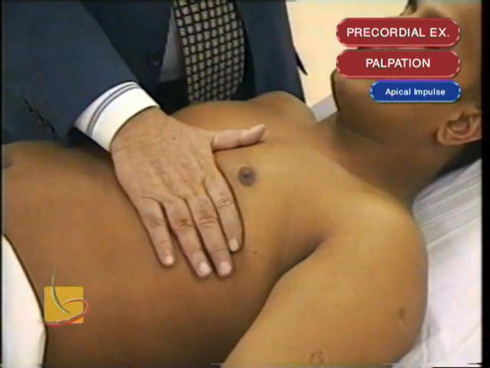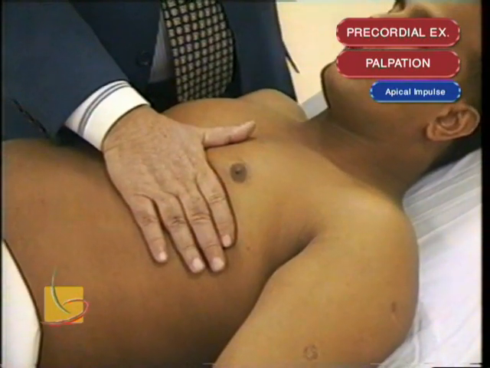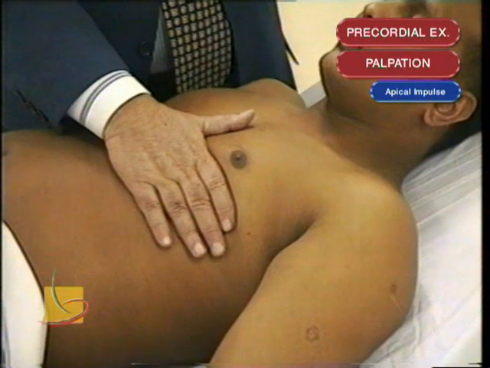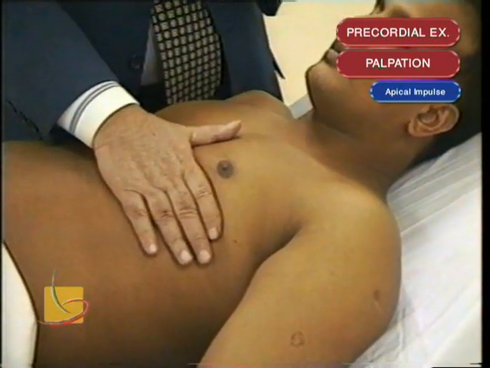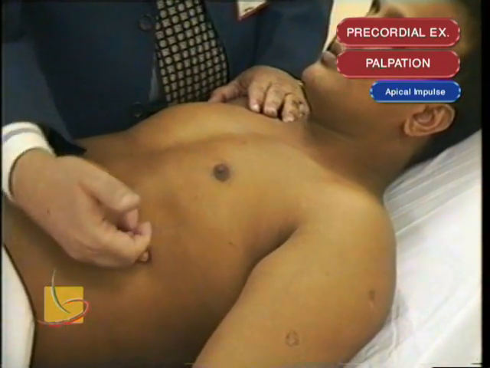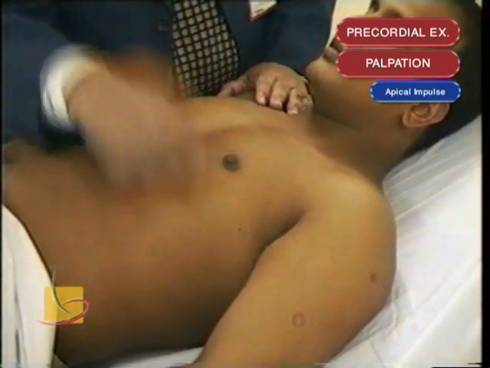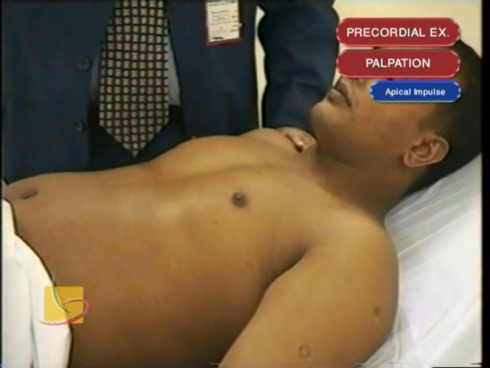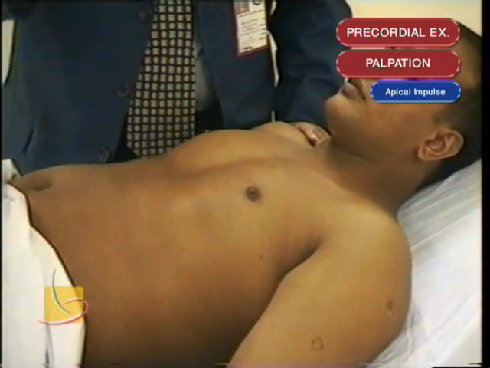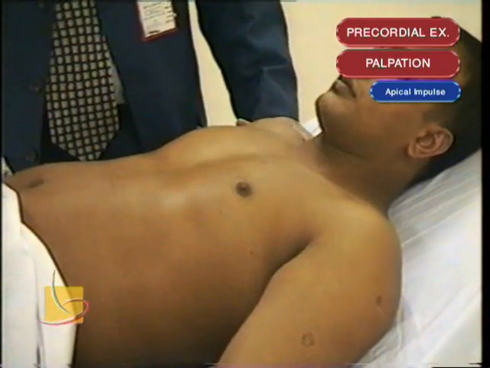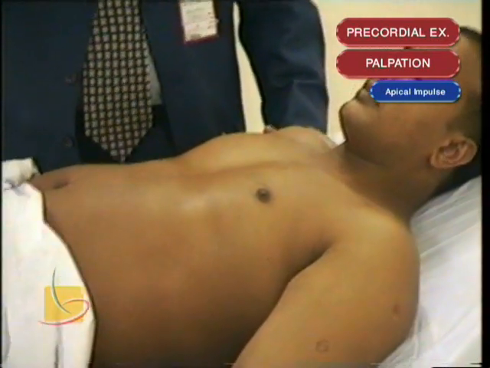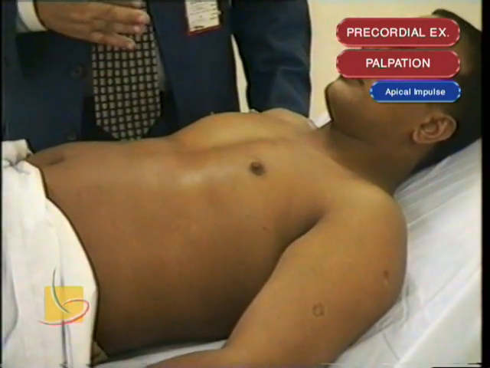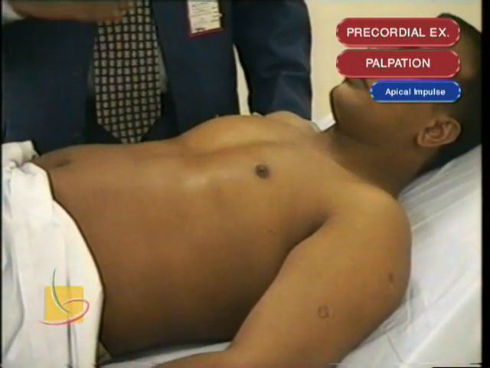Like the hyperdynamic diffuse apical impulse, which is associated with a dilated left ventricle in cases of aortic regurgitation and mitral regurgitation. The apical impulse will be displaced outward and downward, and it will be wide. Normally the apical impulse is located by the tip of the finger. If it exceeds 2.5 centimeters in diameter, we call it diffuse. And if your impression is that it comes strongly, hits your hand strongly and disappears rapidly, this is what we call a hyperdynamic apical impulse.